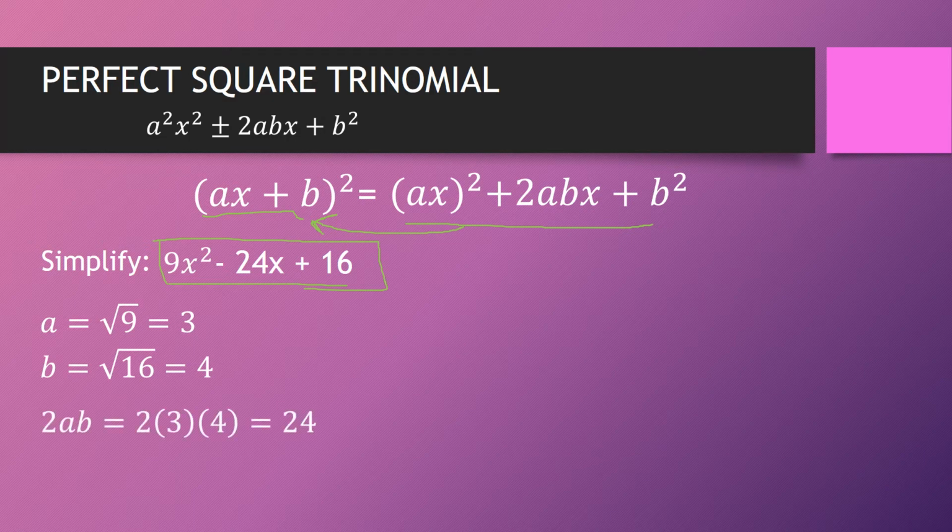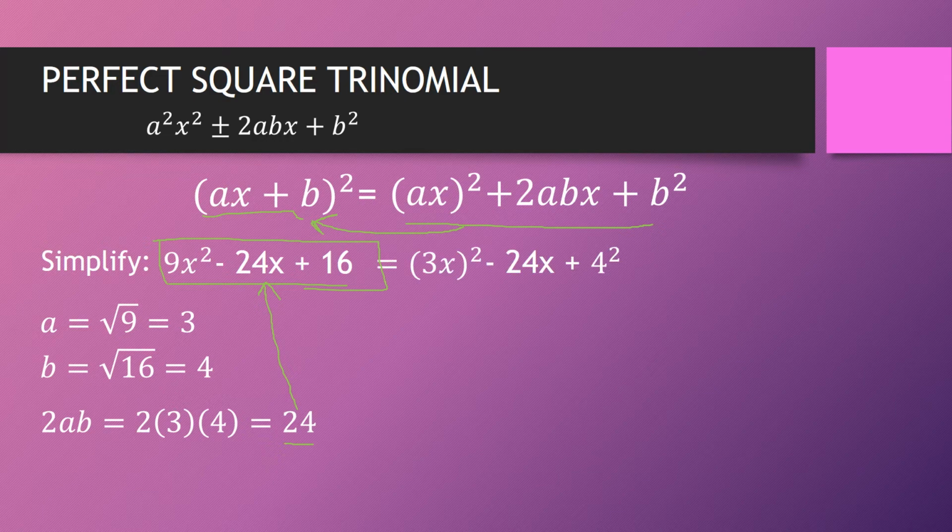What I'm going to do is, a is 2, b is 3... actually a is 3, b is 4. When you multiply 2 times 3, 6 times 4 is 24. Wow! 24 is equal to this coefficient. Then my trinomial is a perfect square.